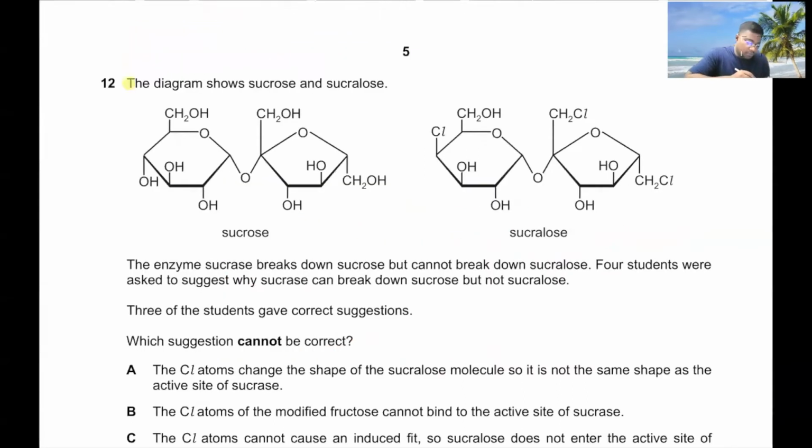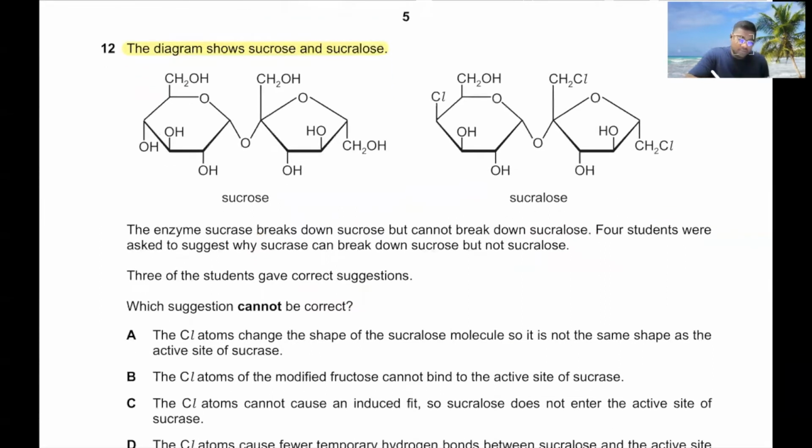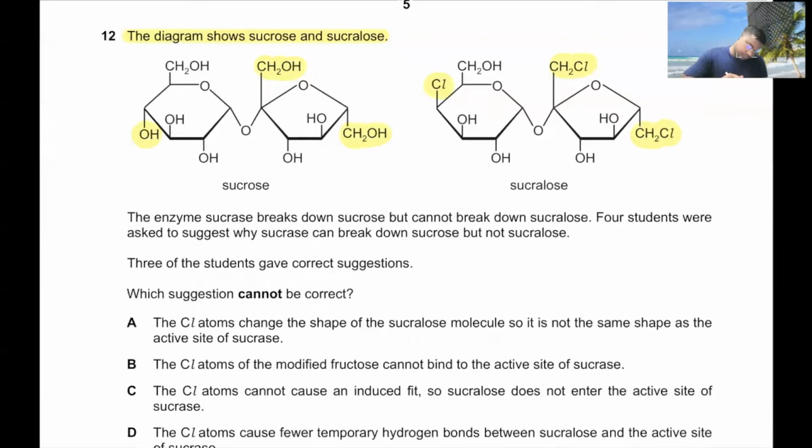Question number 12. The diagram shows sucrose and sucralose. We can see sucrose and we can see sucralose. Both look similar in shape. However, the OH group here is substituted with the Cl, which is on top. The CH2OH is substituted with the CH2Cl. We can see these few differences. All right, the rest of the molecule looks the same.